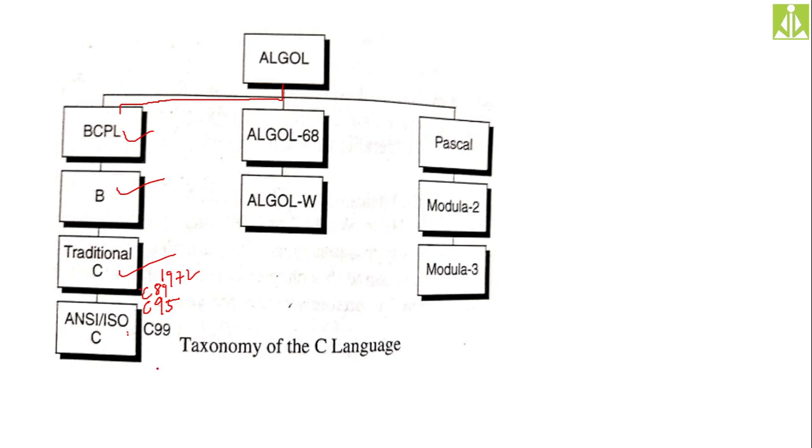Not only this, from Algol we have Algol 68, Algol W, and from Algol Pascal also got derived, and Modula 2, Modula 3. All these are different versions of programming languages. Those are not our concern. If you have interest, you can go and study about them as well.